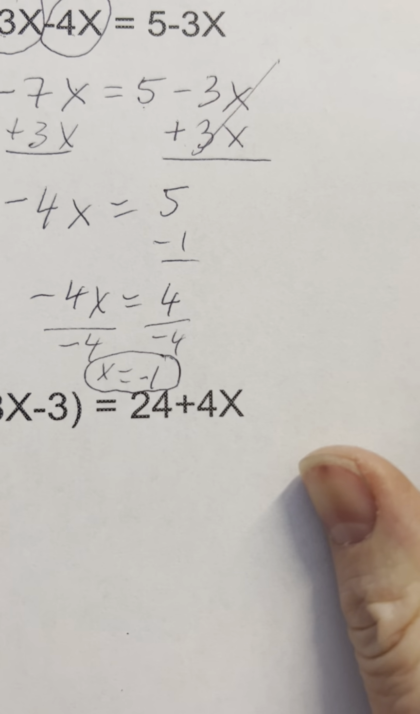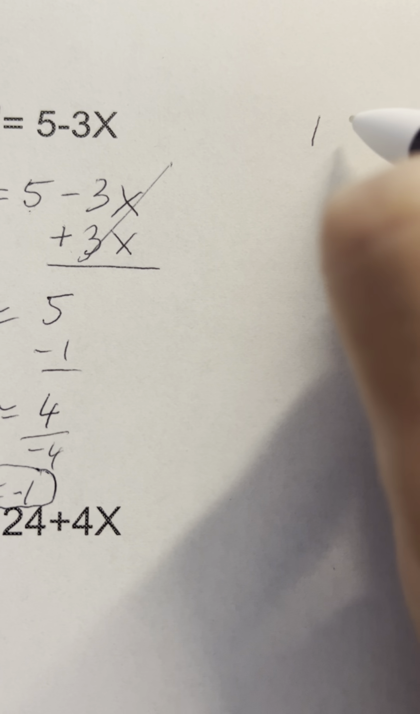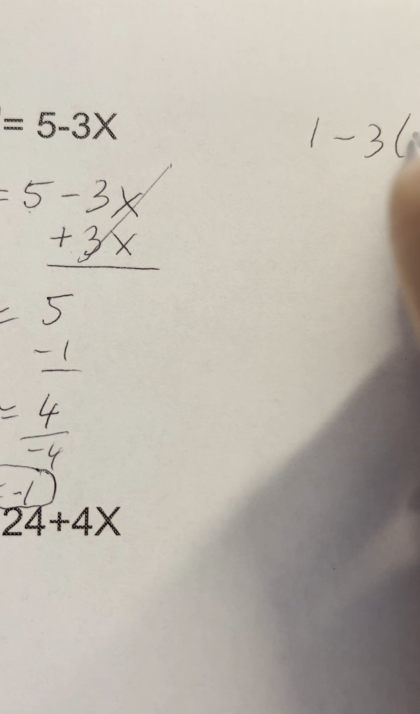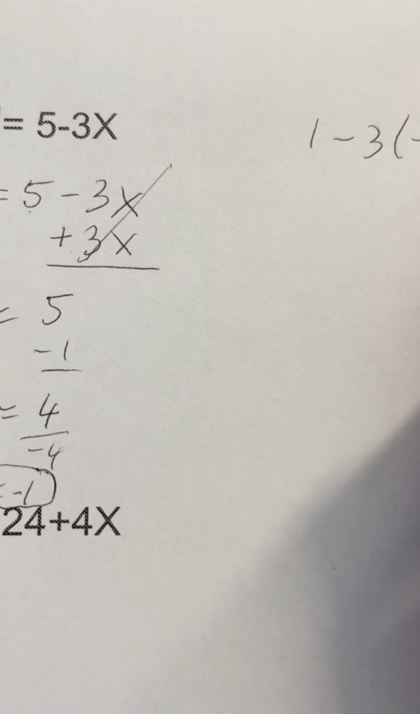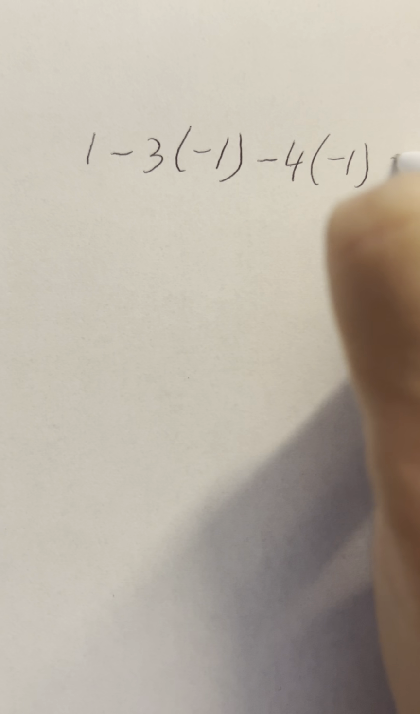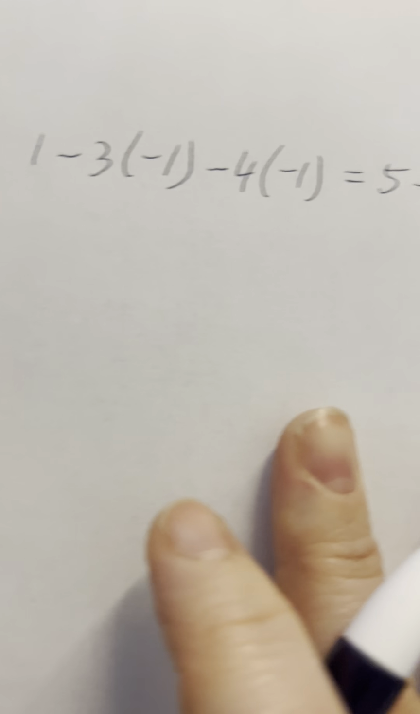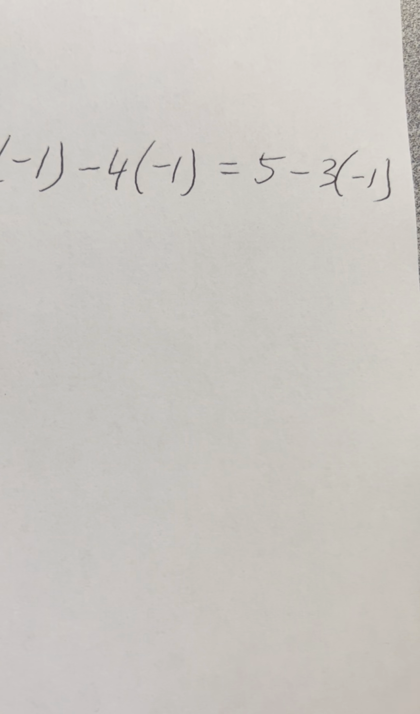Okay, let's check our answer. We got negative 5. Oh, negative 1, excuse me. So what I'm doing is plugging in the answer. See how I'm using all these parentheses? Because we have a negative number. With negatives, I don't play. I put my negatives in.